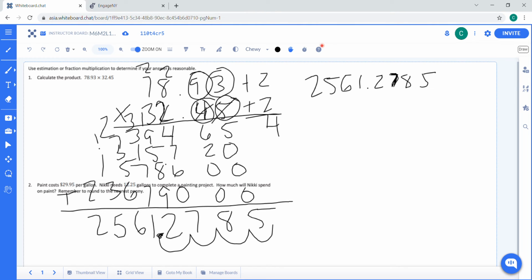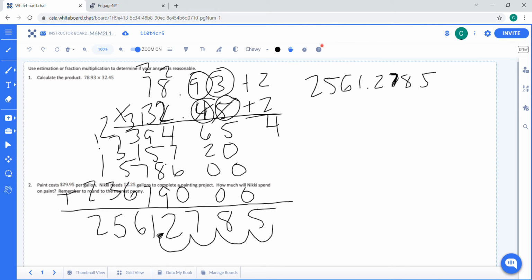And 2,785 10,000ths. Okay, now, are we right? How do we do that with our fractions, multiplication, or with estimation?